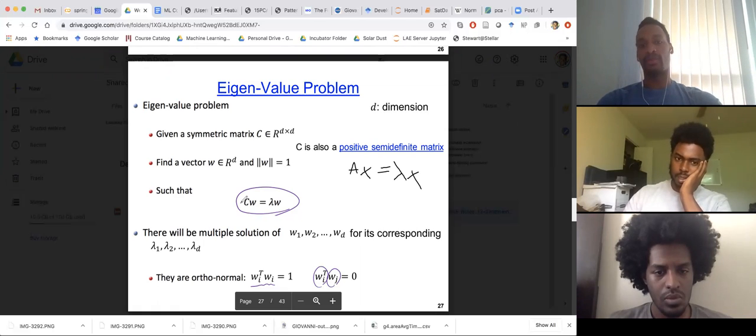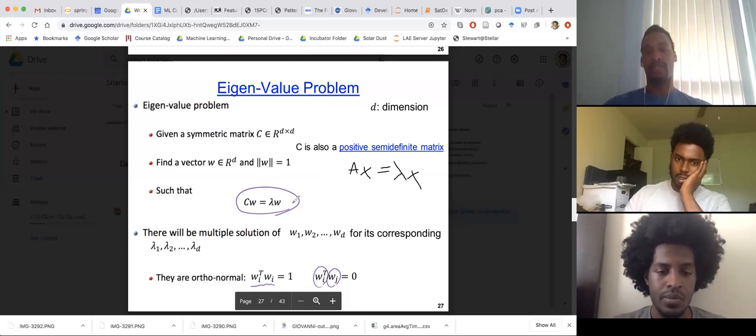Yeah. So he just states the eigenvalue problem here, with this additional constraint that w is normalized, and then he goes on, I guess.